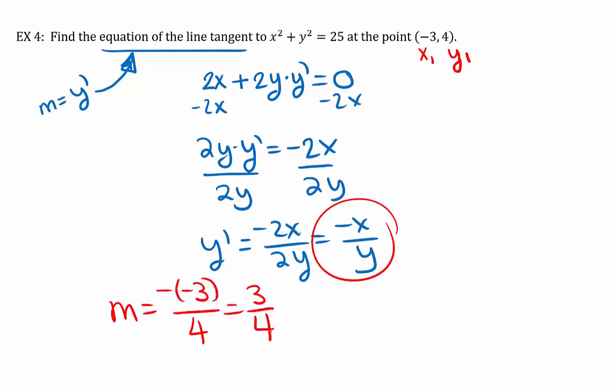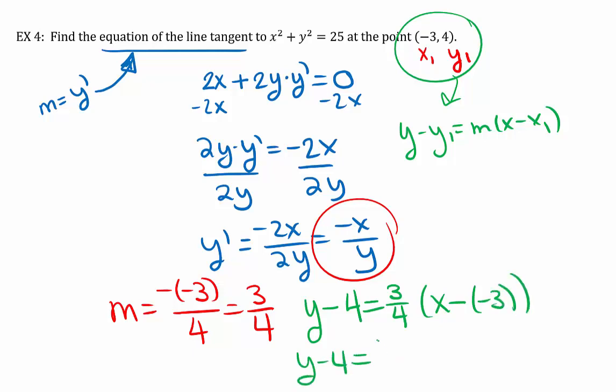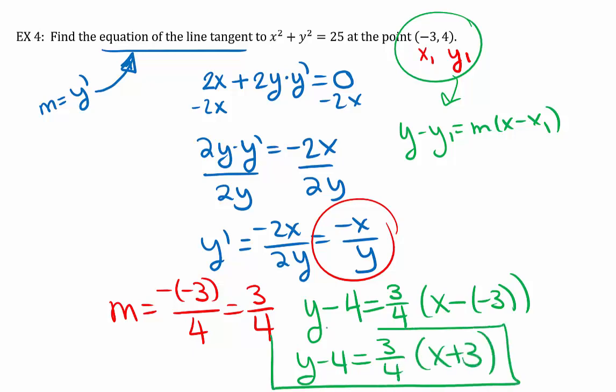And then finally, just like we did in the past, I am going to use that point slope formula, and I'm going to plug in the 3/4 for the slope, and I'll plug in my point for the x1, y1. So my final answer is going to be y minus 4, that's the y value, equals 3/4 times x minus negative 3, and I'll write that as y minus 4 equals 3/4 x plus 3. All right, and that's it.